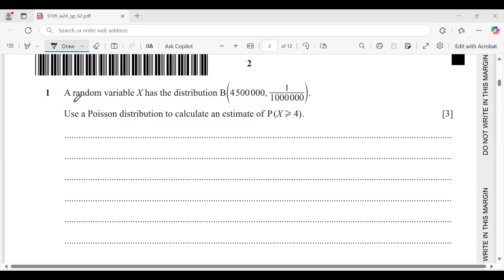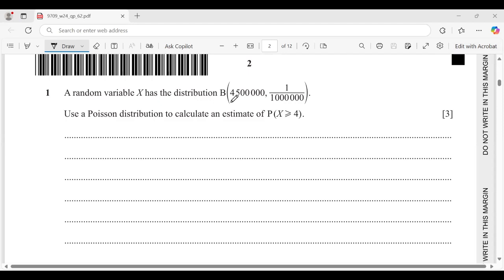Number one, a random variable X has the binomial distribution with n = 4,500,000 and p = 1 over 1 million. Use a Poisson distribution to calculate an estimate of the probability X greater than or equal to 4.